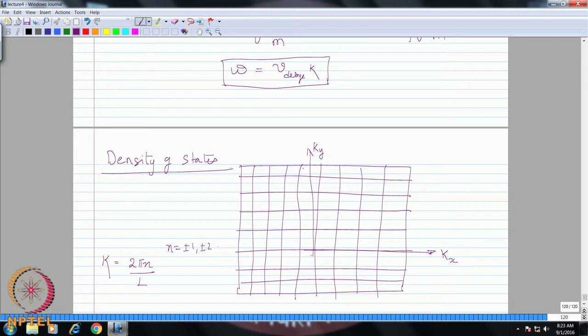Now, we can start the origin here. So, if we put n equal to 1, this will be 2 pi by L, plus or minus 2 pi by L, and then if you put n equal to 2, 4 pi by L and so on. Okay. So, therefore, the separation between these points will be 2 pi by L. Okay. So, the next will be 4 pi by L, then 6 pi by L and so on.